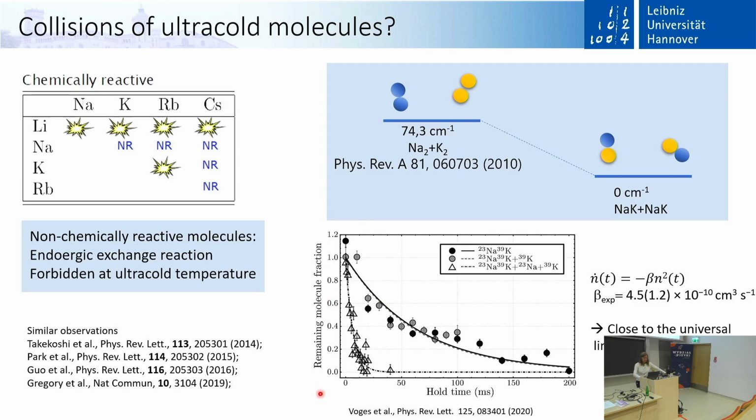This is the molecular system as a function of time. Plotted in black is the decay of the pure molecular ensemble, and you should care right now only about those data. As you can see, it's a decay on a timescale of 100 to 200 milliseconds, corresponding to a two-body decay coefficient of almost 5 times 10 to the minus 10 centimeter cubed per second, which is close to the universal limit. Almost all those non-chemically reactive molecules have seen these losses in their systems.